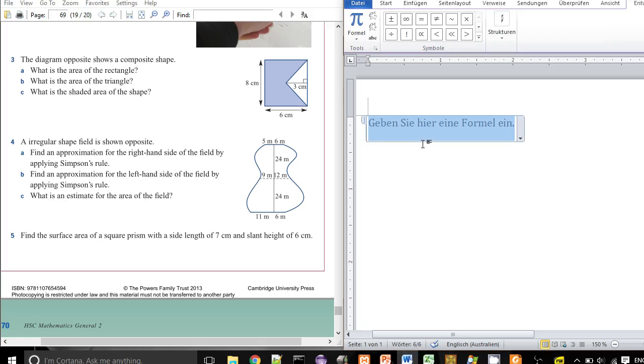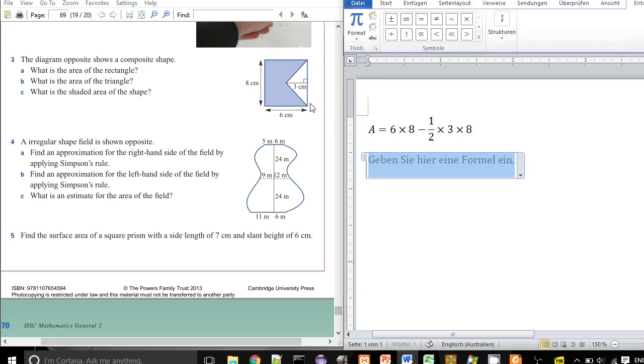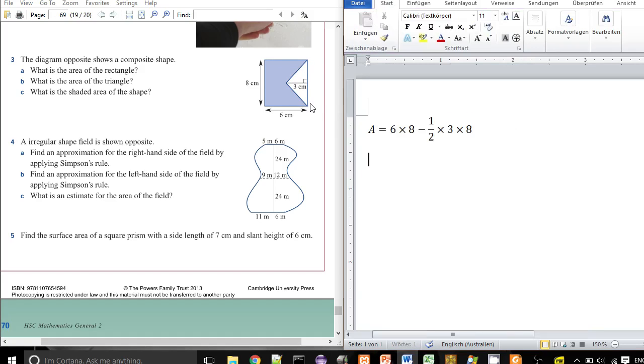So let's just do the shaded area straight away. So we're going to do 6 times 8 is the total area. Take away the triangle, which is a half, times 3 times this vertical height, which is 8. Okay, and you can take a shortcut here. So half of 8 is just 4, times 3 is 12, 6 times 8 is 48. So 48 minus 12, or use a calculator. So 36 centimeters squared is their shaded area. Okay, hopefully you can see that.